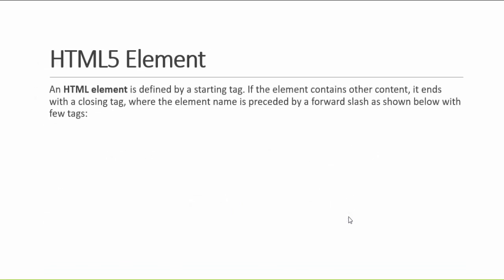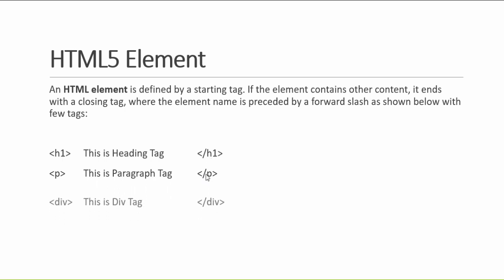HTML elements. An HTML element is defined by a starting tag. If the element contains other contents, it ends with a closing tag where the element name is preceded by a forward slash, as shown below with a few tags. As you can see guys, right? Heading tag, paragraph tag and also div tag.